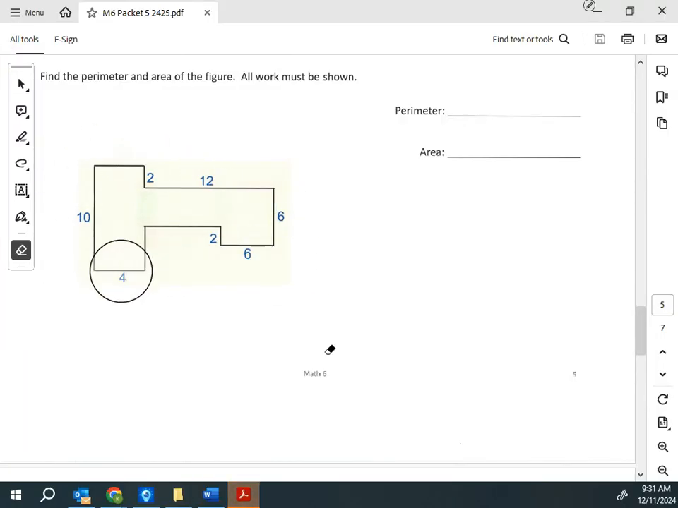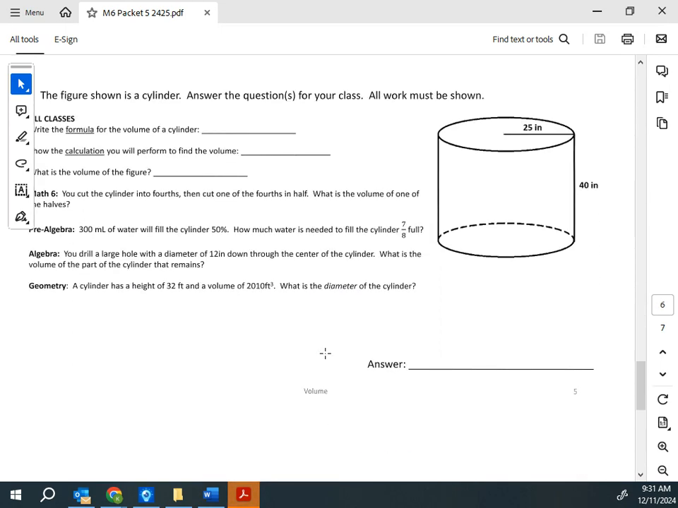Next page. This time we are working with the cylinder, so we need to write in the formula for the volume of a cylinder. We have pi times r squared times the height. So remember pi, you can either type in 3.14 or you can type in the pi symbol on your calculator.